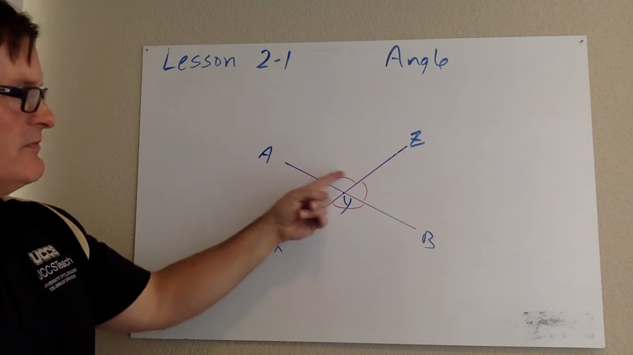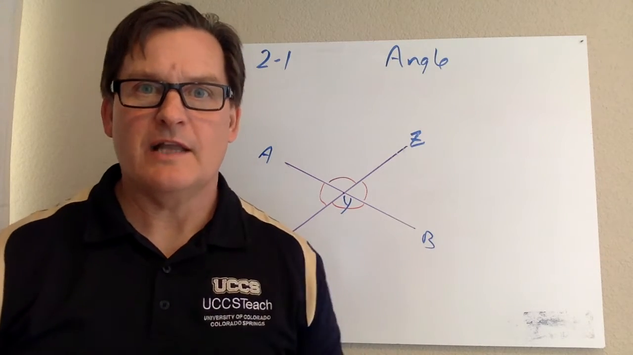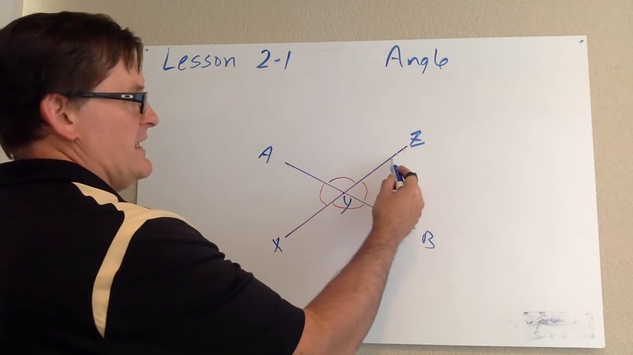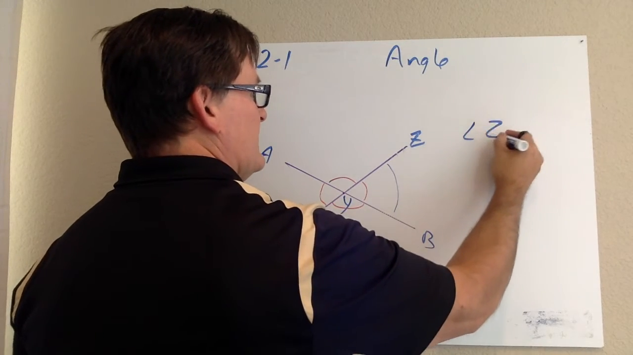Now the name of the angles becomes a little bit more specific. Angle Y won't work because it really represents all four of them, and when I'm communicating, I'm going to need someone to know which angle I'm talking about. So say I wanted to name this angle here, then I would have to say that is angle ZYB.